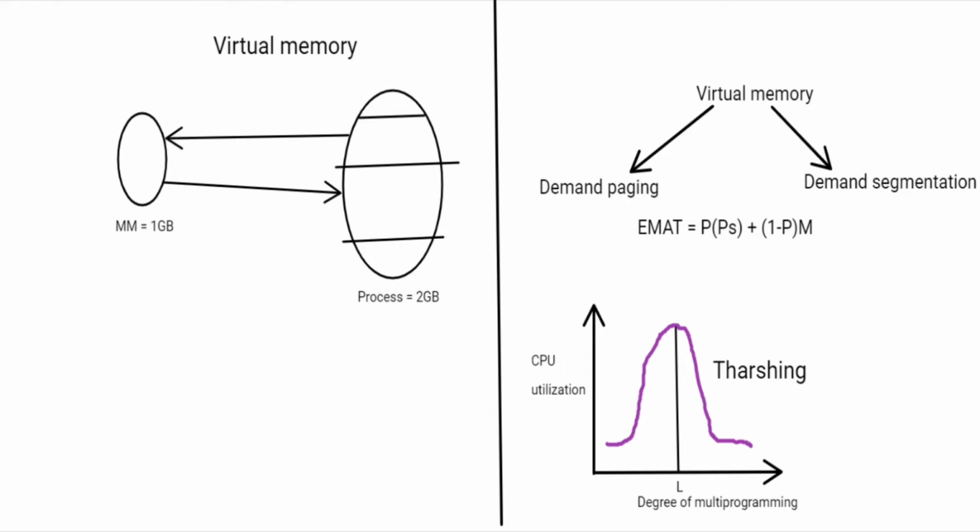So what basically is virtual memory? Let's say, for example, we have a process of size 2 GB, and we have a main memory of size 1 GB. Everything which needs to be executed should be brought to main memory, because the CPU is the one which executes the process and the program. If the main memory size is smaller than the process size, then how do we execute the process? So here virtual memory comes into the picture. Virtual memory provides the illusion to the programmer that even though the process size is much bigger than the main memory size, it can be easily executed.